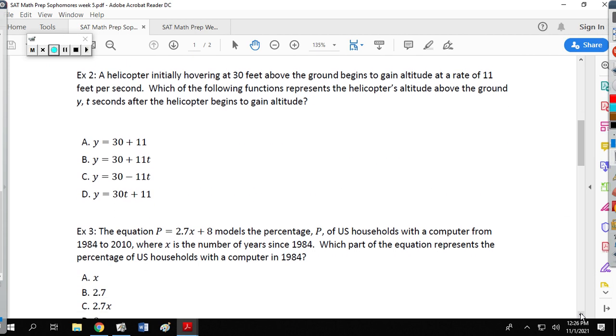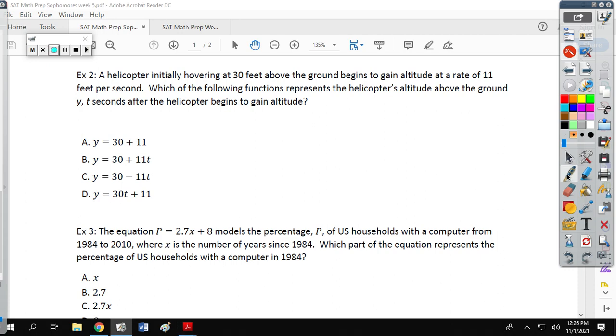A helicopter initially hovering at a height of 30 feet above the ground begins to gain altitude at a rate of 11 feet per second. Which of the following functions represents the helicopter's altitude above the ground y, t seconds after it begins to gain altitude? Well, this is a linear function.